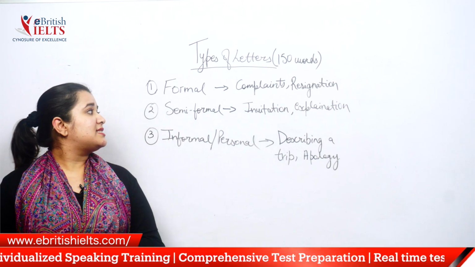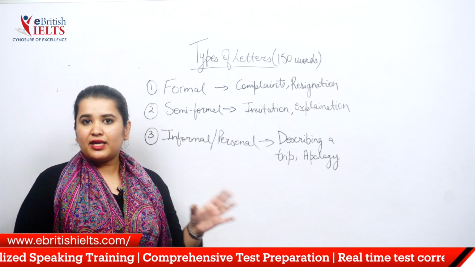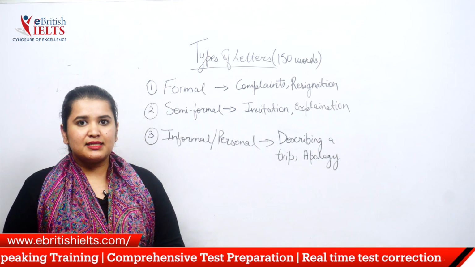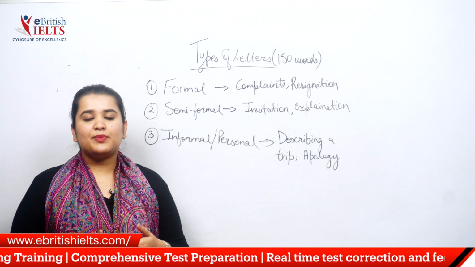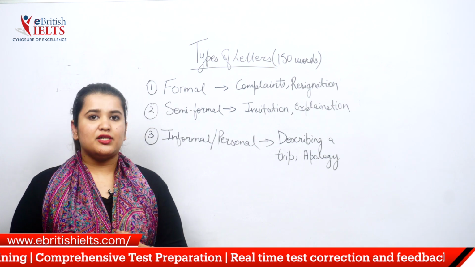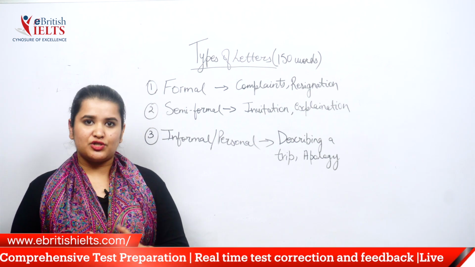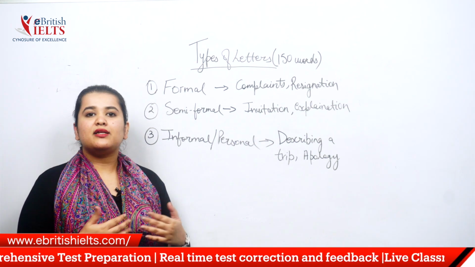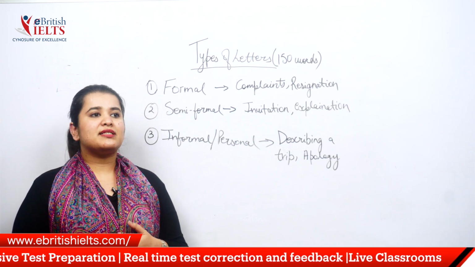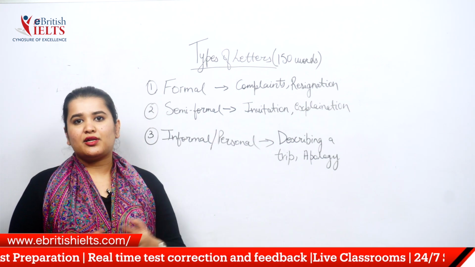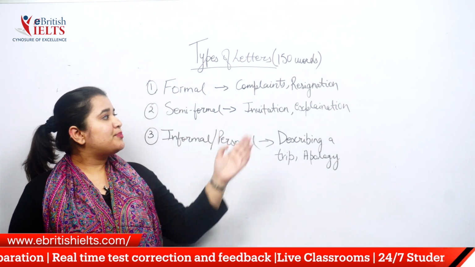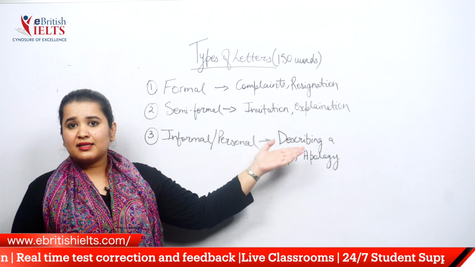The second is the semi-formal letter. Here you do know the name of the person that you're writing the letter to, but that person is not directly related to you. You do not have a personal relationship with that person. They're not your close friends, they're not your relatives. For example, they may be your neighbor or your landlord. Some examples are invitations and explanations.